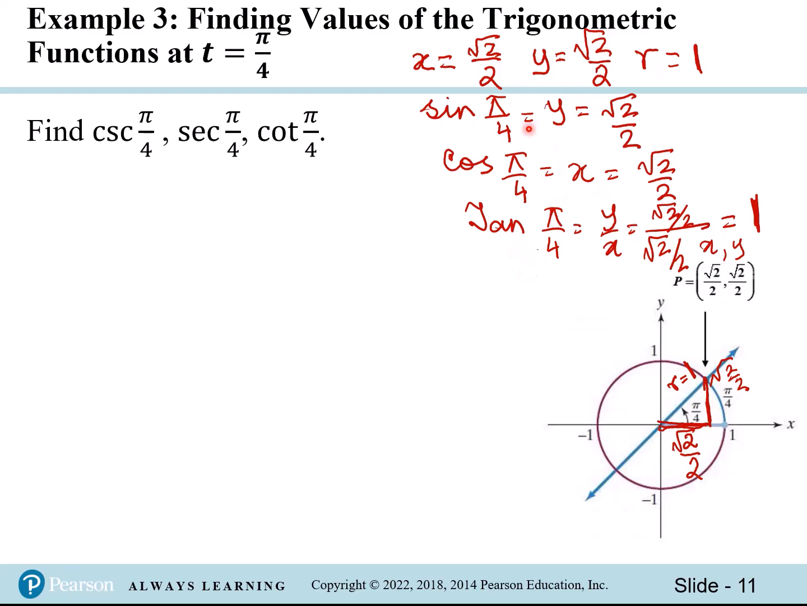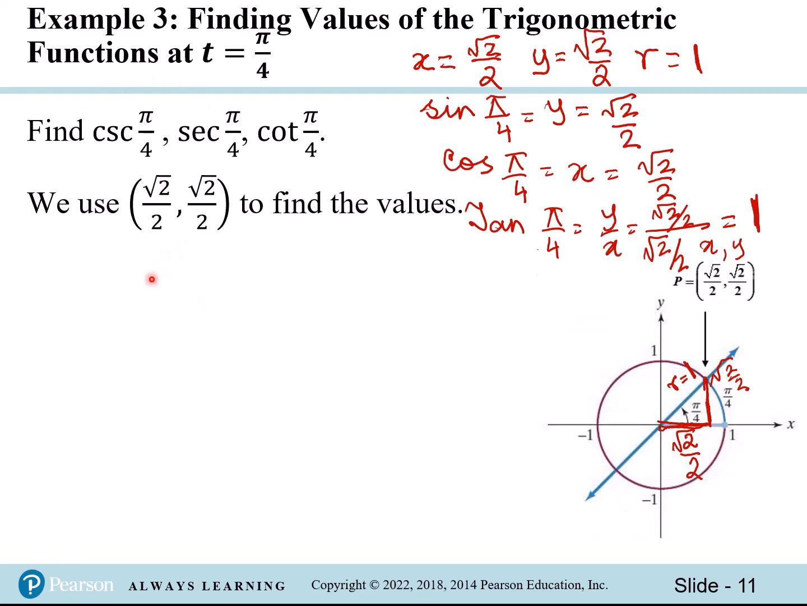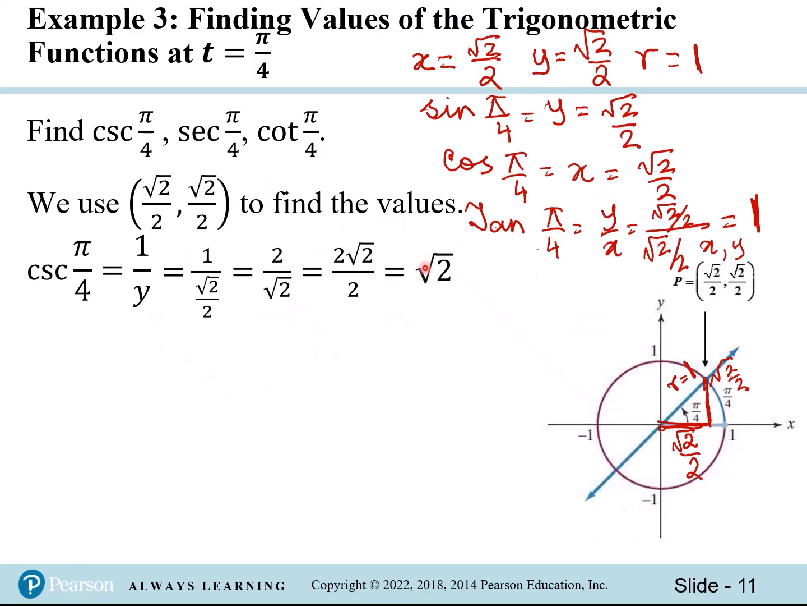Next, we are going to find the values of their reciprocals. So cosecant of pi over 4. Let's find that. They are using the coordinates for P, which is square root of 2 divided by 2, comma, square root of 2 divided by 2, to find the cosecant, secant, and cotangent functions. Cosecant of pi over 4 is equal to 1 over y, which is 1 divided by square root of 2 divided by 2, which has a value of square root of 2.